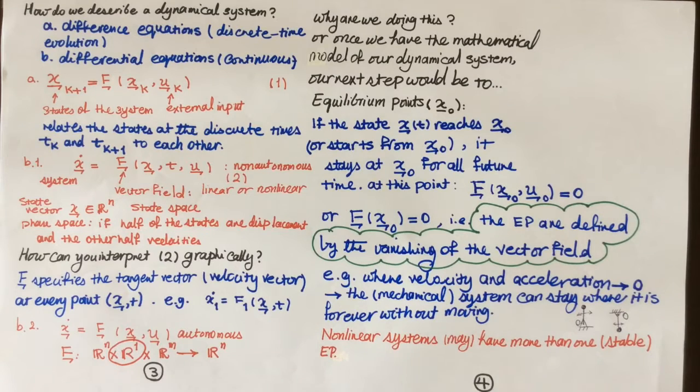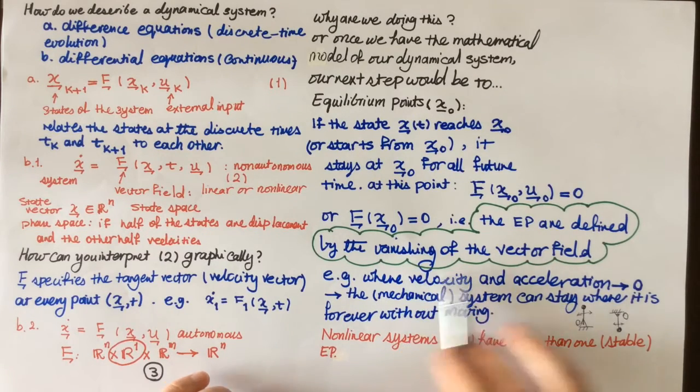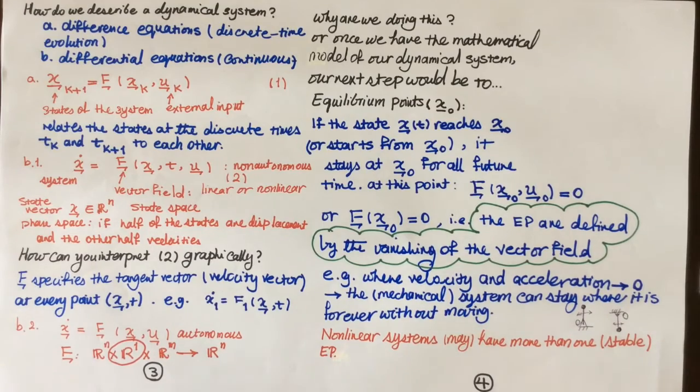At the equilibrium point, the vector field vanishes. Because the vector field vanishes, it means that x dot goes to 0. X dot going to 0 means that the velocity and acceleration, for example in a mechanical system, go to 0, and the system stays there for future time if there is no external input. And if the equilibrium point is stable, under small perturbation the system comes back to that equilibrium point. And we said that for a nonlinear system, we may have more than one equilibrium point.